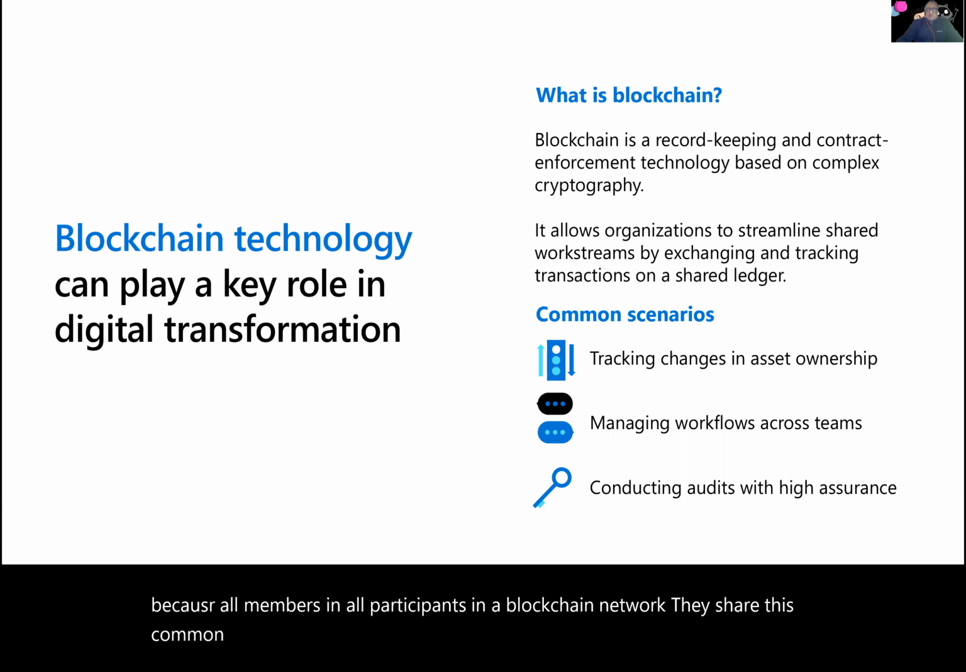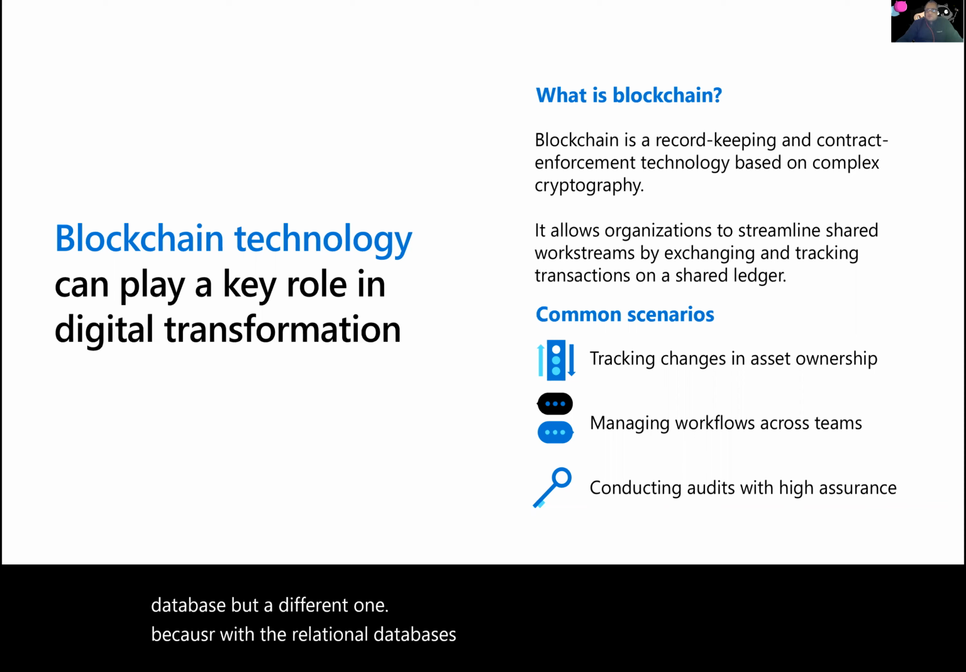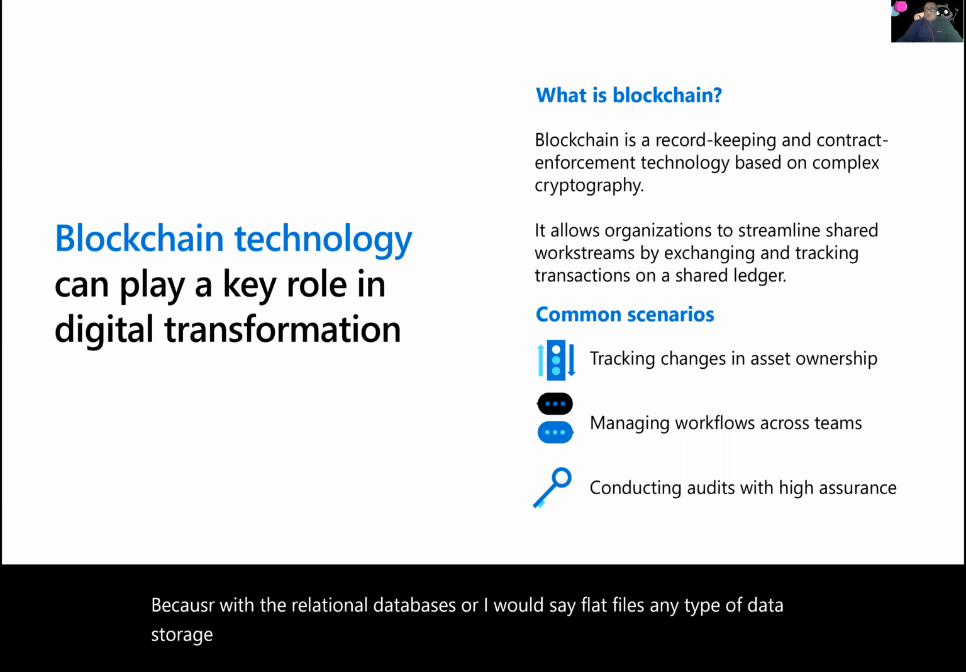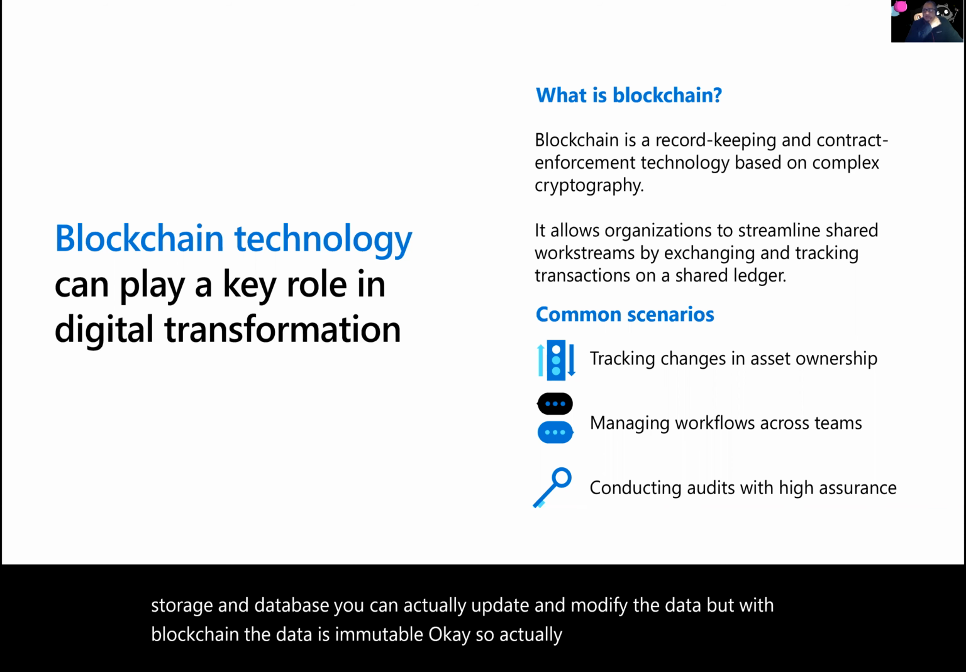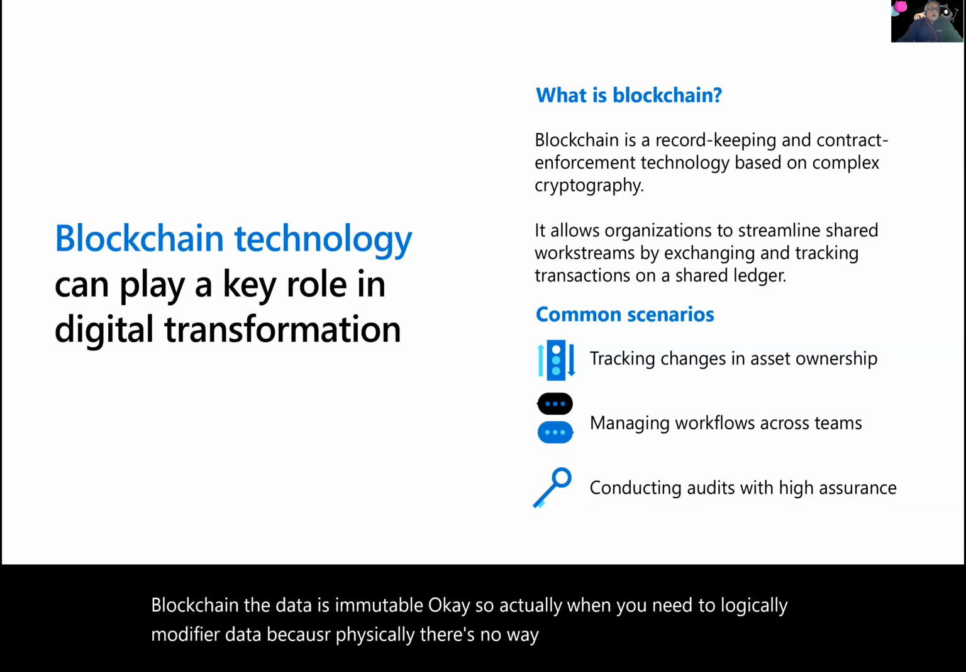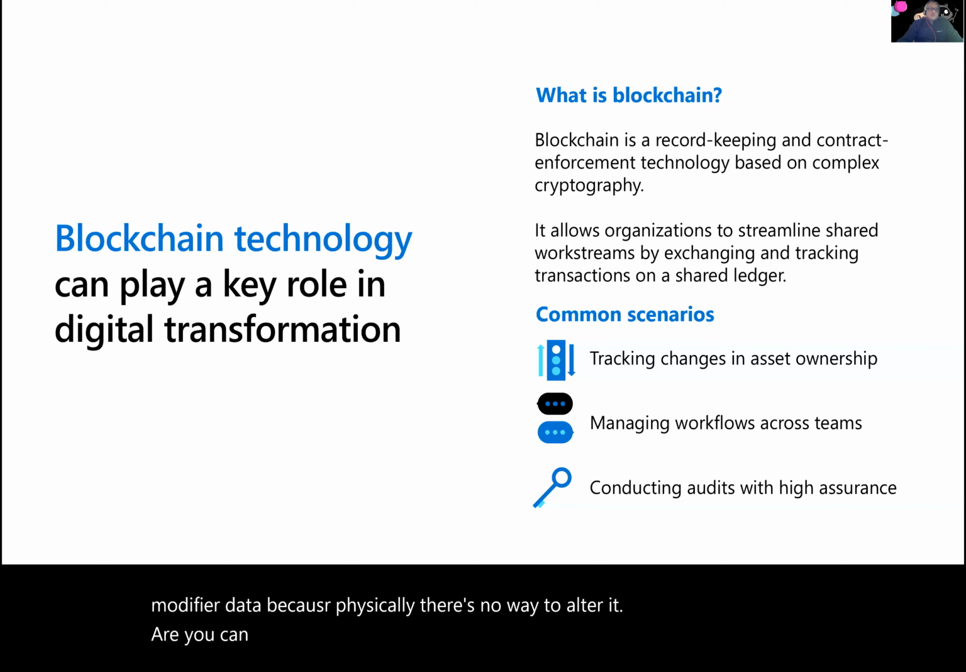You can also implement an interesting characteristic called immutability. And that's the difference, because I said blockchain is a kind of database, but a different one. With relational databases, or flat files, any type of data storage and database, you can actually update and modify the data. But with blockchain, the data is immutable. So when you need to logically modify data, because physically there's no way to alter it, you can compute a new block with many transactions, and then append that block to this chain of blocks. And that's what blockchain is.